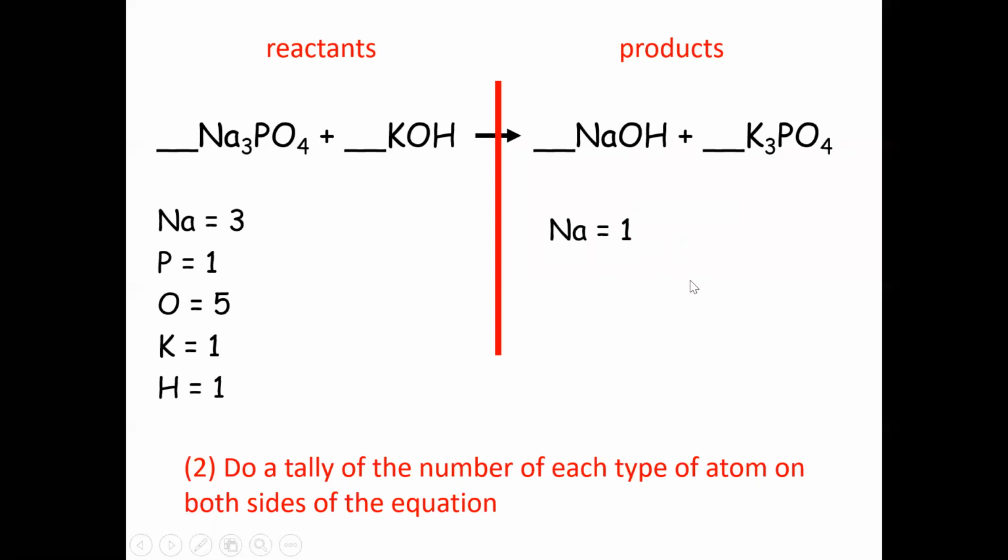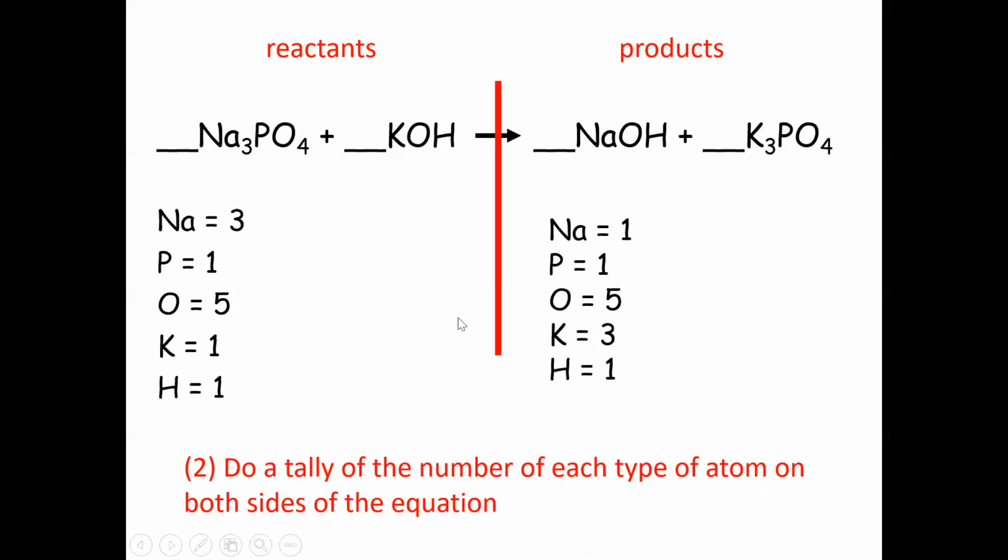So you've got 1 sodium on this side. You have 1 phosphorus on this side. You have 5 oxygens because you've got a subscript 4 next to that oxygen, which would suggest you have 4, and then you have an additional oxygen there, which is 5. You have 3 potassiums here. You have 1 hydrogen. Now you can see that those numbers do not match, therefore that equation is not balanced.